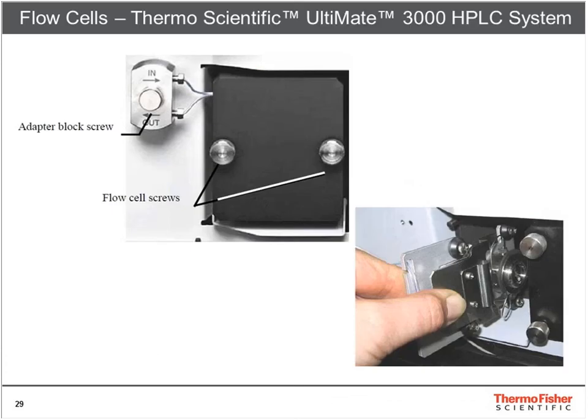This is what a flow cell looks like in a Thermo Scientific Ultimate 3000 detector. It can be exchanged, and when you put in a new cell, it clicks into place. The cell type is automatically recognized by the detector. It might be a good idea to have a few cells with different volumes to choose from, depending on the application.